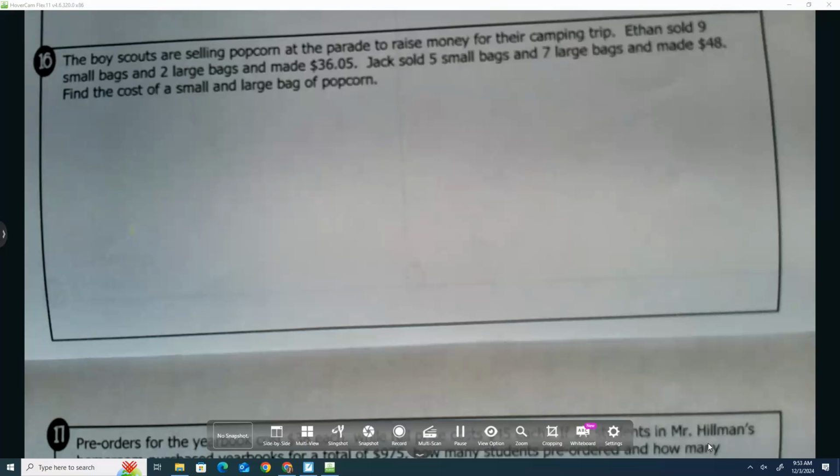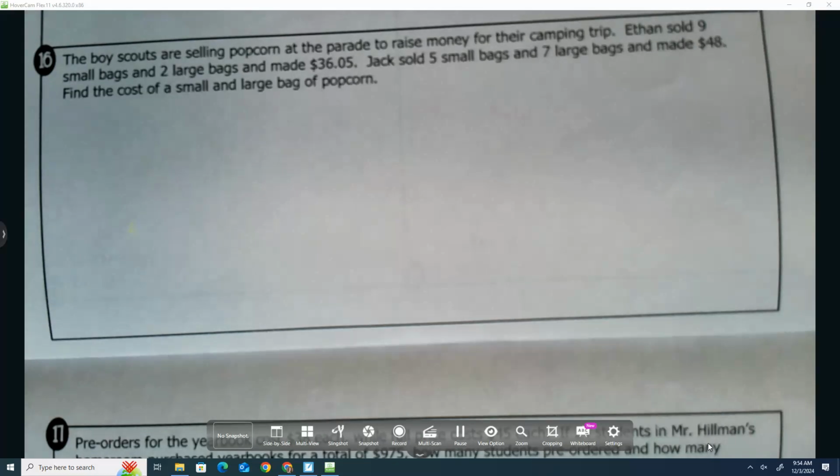If I look at this one, the Boy Scouts are selling popcorn at the parade to raise money for their camping trip. Ethan sold 9 small bags and 2 large bags and made $36.05. Jack sold 5 small bags and 7 large bags and made $48. Find the cost of a small and large bag of popcorn. What am I trying to find? The cost of small and large popcorn. Okay, so those are my variables.